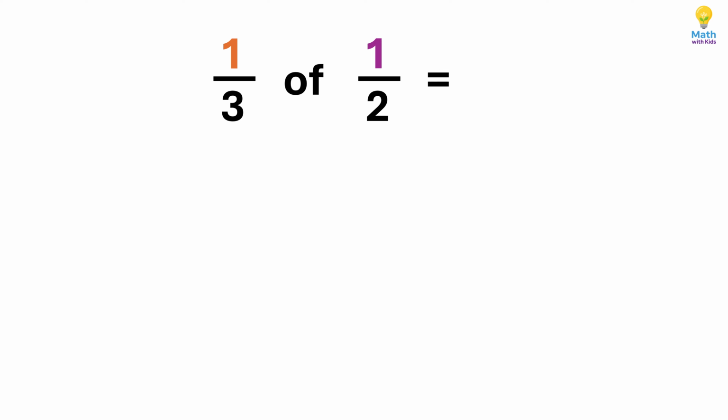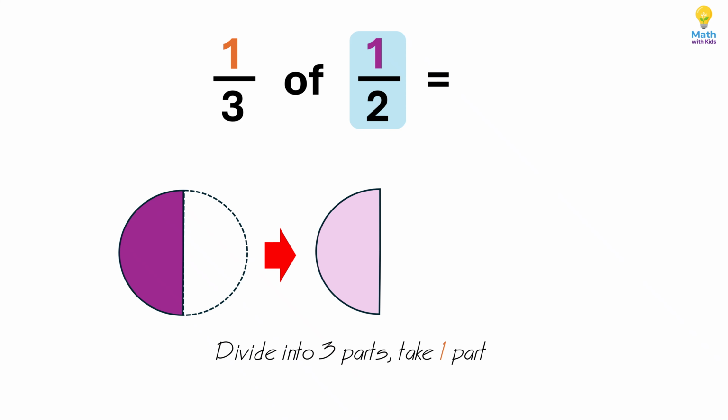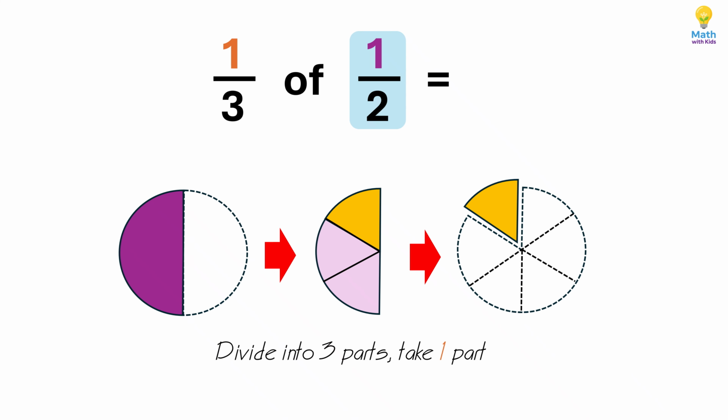Let's look at another example. 1/3 of 1/2. Again, this is a part of a part. We'll use a half circle to represent 1/2. Now we want to find 1/3 of this half. We divide this half into 3 equal parts, and we take one part. The one part is 1/6. The answer is 1/6.